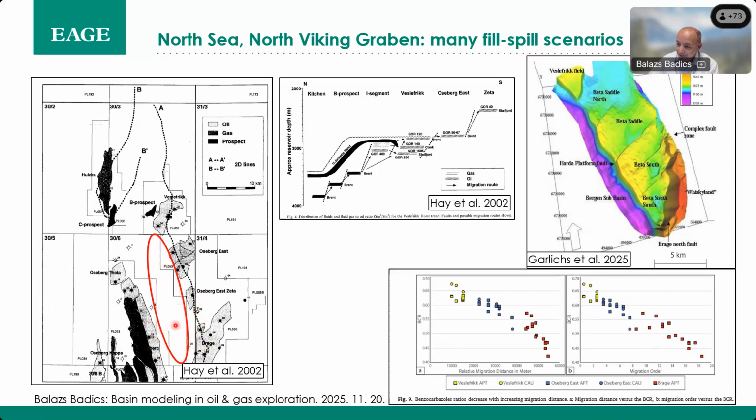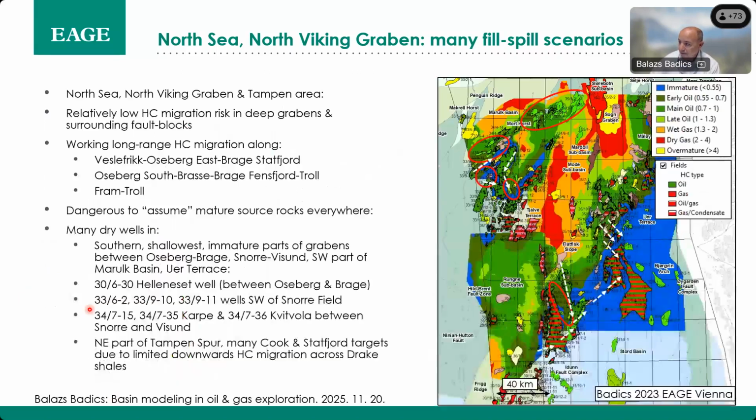When you are in the immature hanging wall graben, like where they drilled this Hellenesset, then it's dry because it's not coming from this small kitchen, but it's a field spill from the north, and also Åsberg has a huge kitchen in the northwest. Some of this was shown by me in 2023 at the EAGE Vienna, when I went through all the North Sea in Norway, starting from Central Graben, South Viking Graben, and North Viking Graben, and I highlighted these areas.